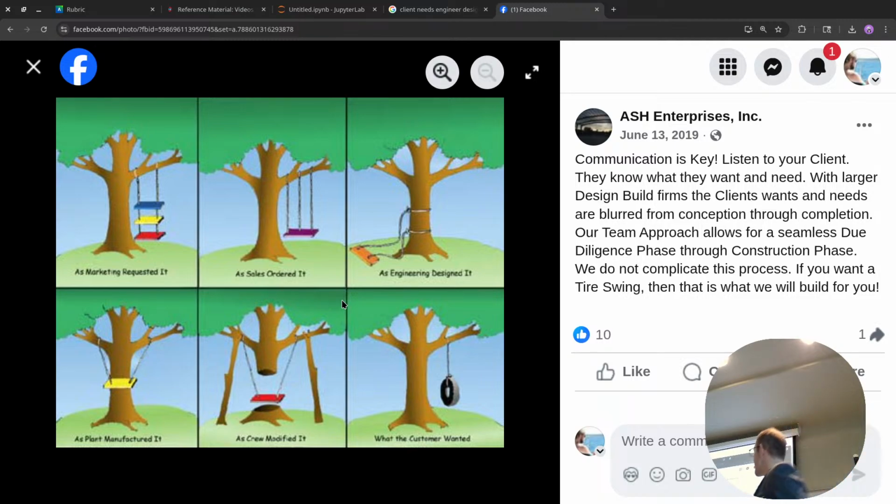I like the manufactured one. It's definitely swingable, but it's right into the tree, like the least.